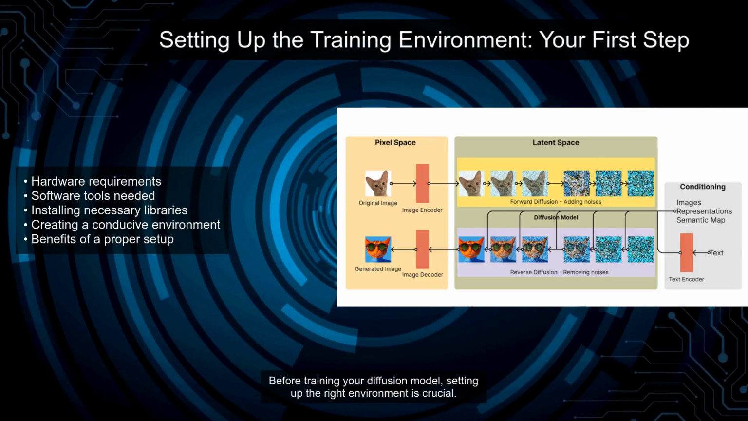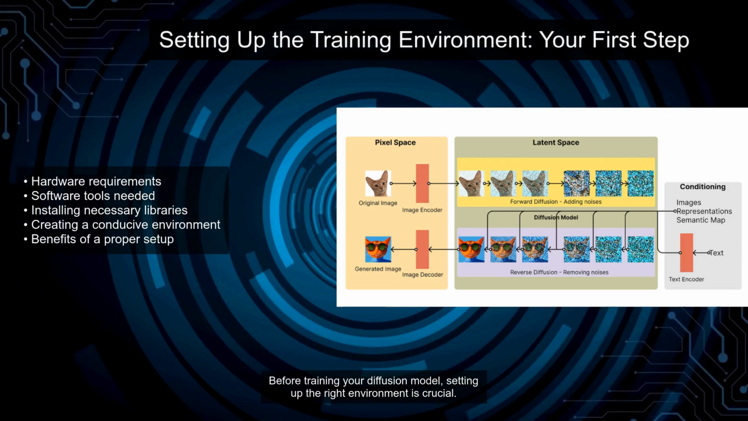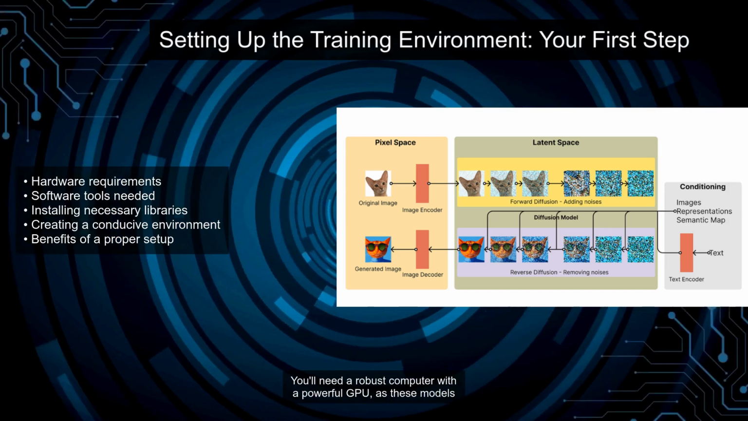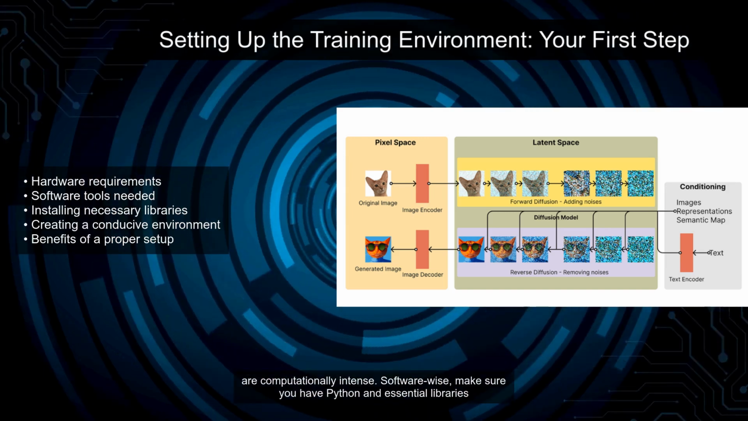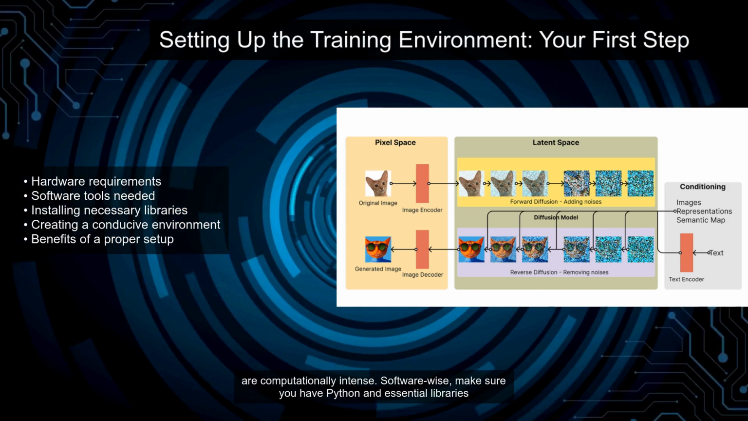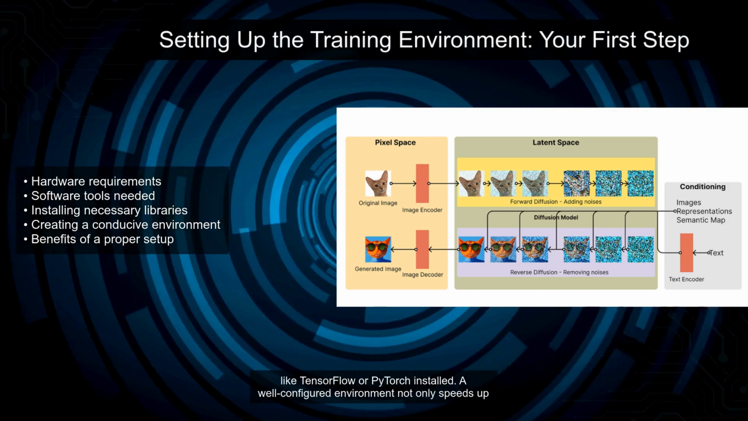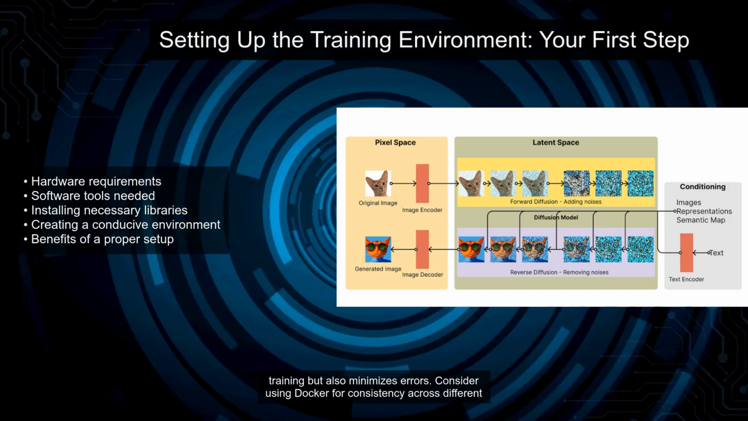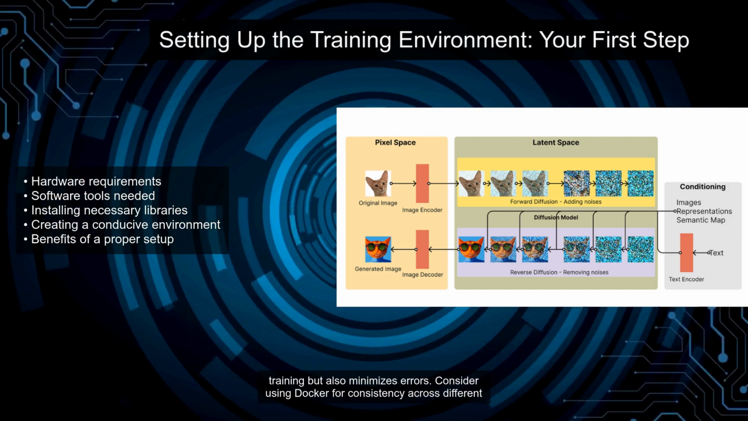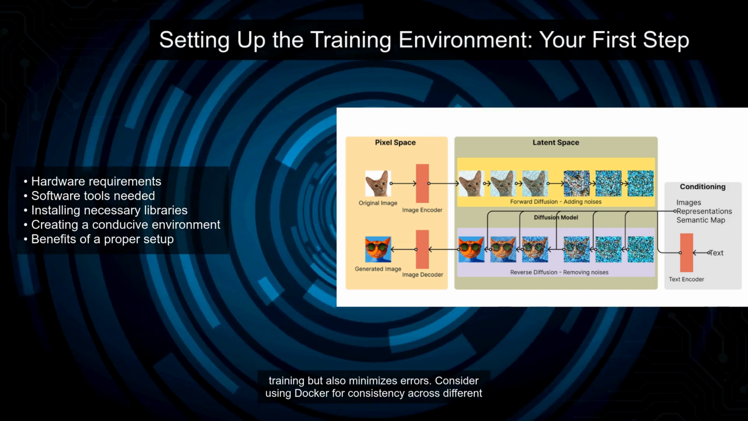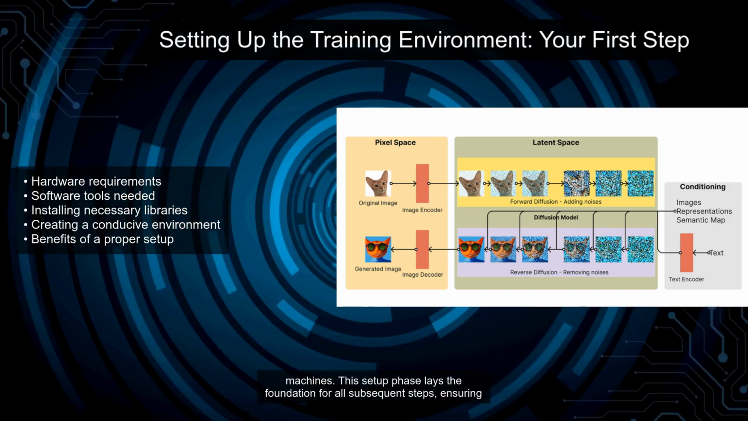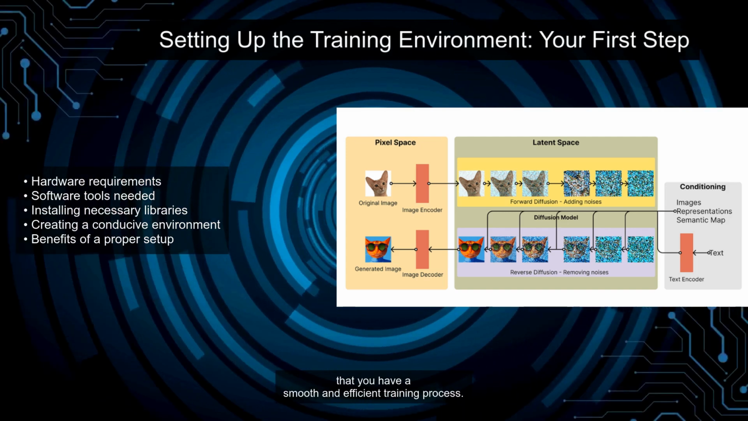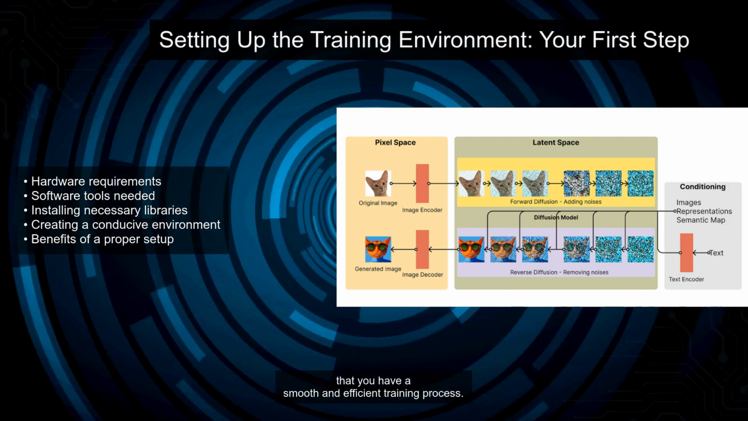Before training your diffusion model, setting up the right environment is crucial. You'll need a robust computer with a powerful GPU, as these models are computationally intense. Software-wise, make sure you have Python and essential libraries like TensorFlow or PyTorch installed. A well-configured environment not only speeds up training but also minimizes errors. Consider using Docker for consistency across different machines. This setup phase lays the foundation for all subsequent steps, ensuring that you have a smooth and efficient training process.